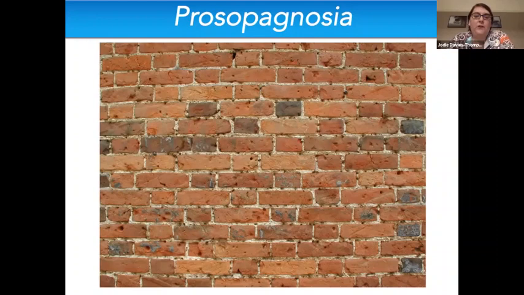So it was just a brick to you, right? All bricks pretty much look the same. It's hard to tell them apart. And that's what having prosopagnosia is like. It's like not being able to recognize the familiar face among a crowd of people. And so for those with the sharp eye, it's that brick down the bottom there.